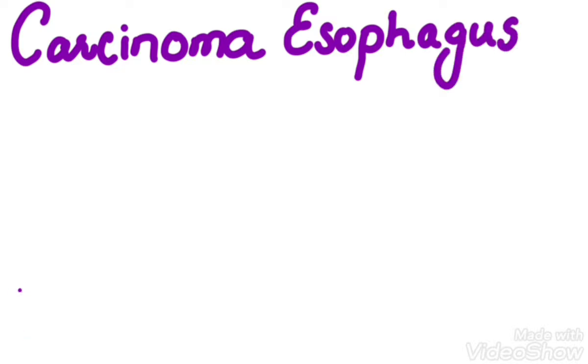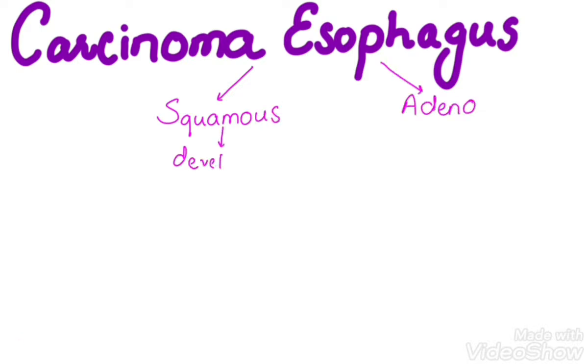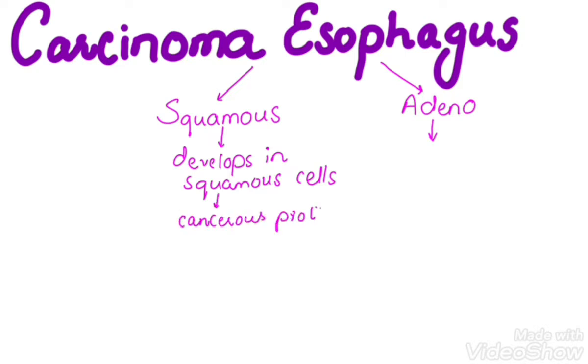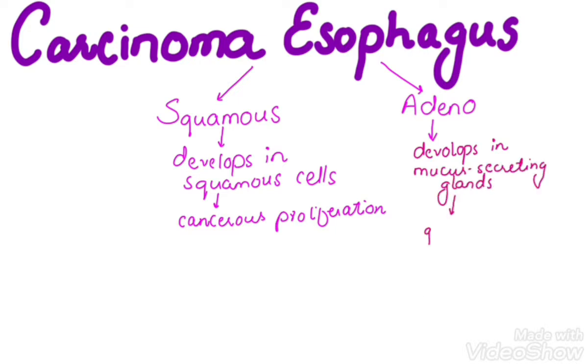Another high yield topic in GIT is carcinoma of the esophagus. On the basis of histology, it has two types: squamous cell carcinoma and adenocarcinoma. Squamous cell carcinoma arises within the squamous cells that line the esophagus by simply their carcinomatous proliferation, whereas adenocarcinoma, as its name indicates, arises from glands, the mucus secreting glands that line the esophagus, and thus they show glandular differentiation.